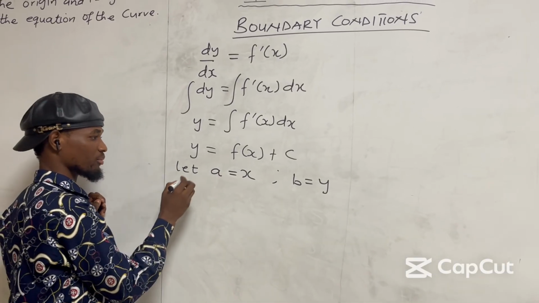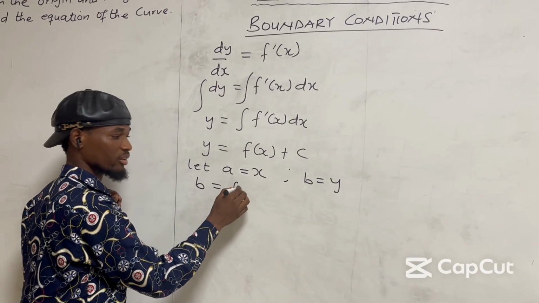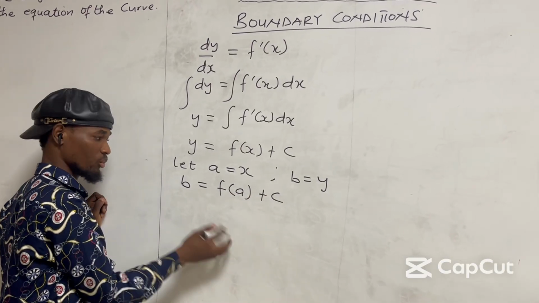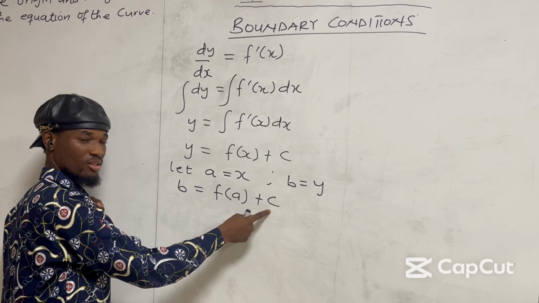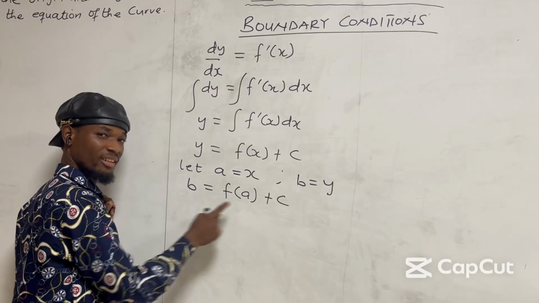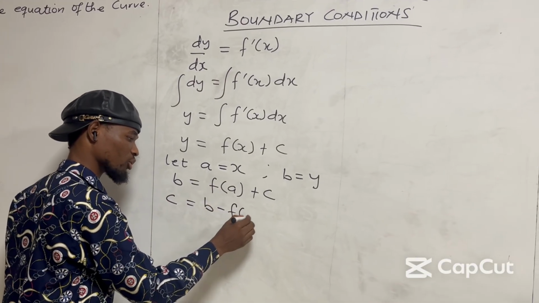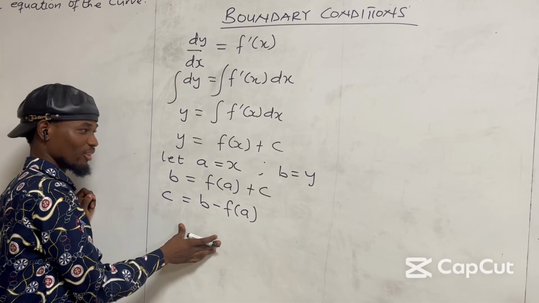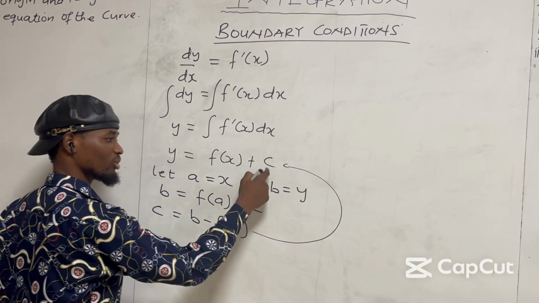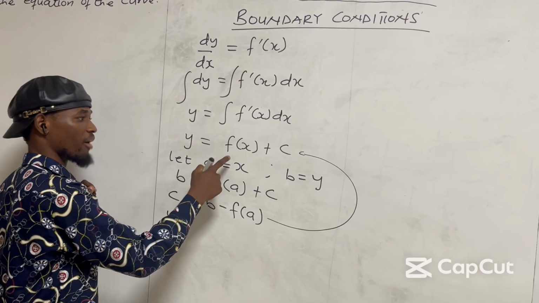So this becomes b is equal to f of a plus c. We know this, we don't know c. So we make c, the constant of integration, the subject. So c becomes b minus f of a. Having done this, we are now going to substitute this into the equation for y.